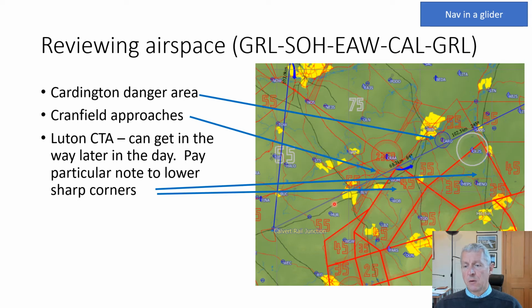So beware traps like that, because if you find yourself coming up from Calvert Railway Junction and you're a bit south of track and you're climbing to 5,500 feet, which is okay over here, you're going to struggle as you come through this piece of airspace, and if that catches you by surprise, it's a little bit tricky.